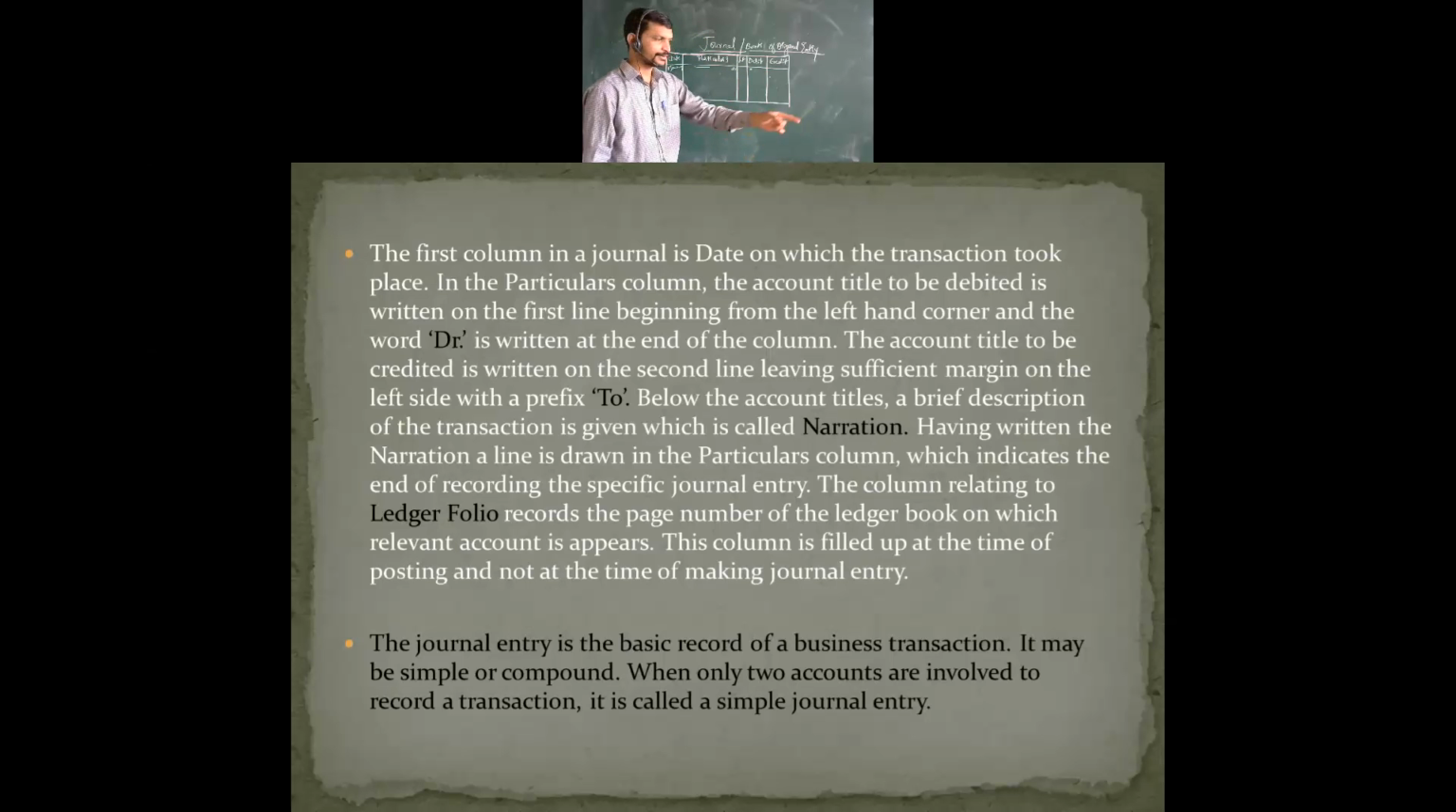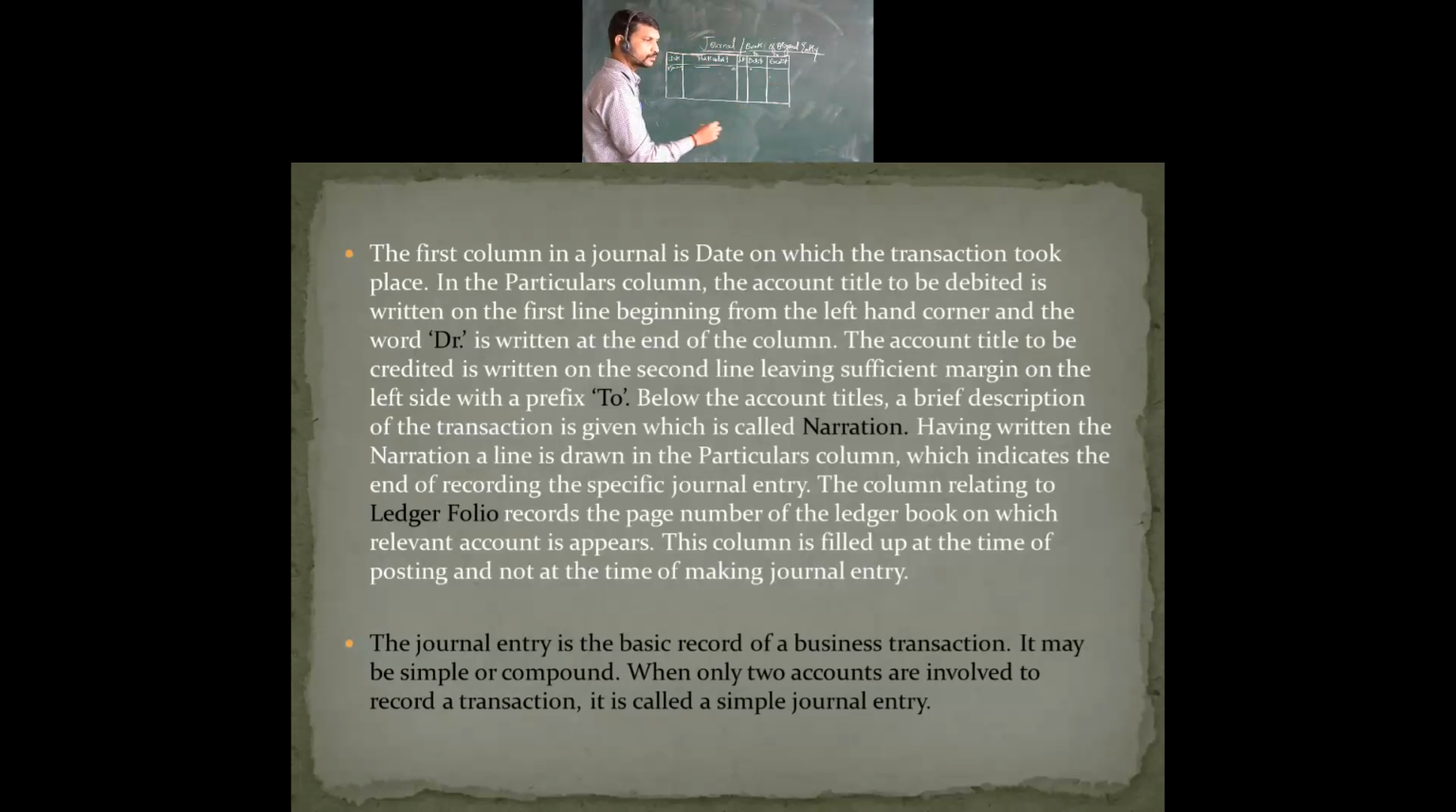The next entry, when we take, you will understand over here. Then this is what is normally written: dr and cr. Dr means debit, cr means credit, that is written at the end of the column. Then the account title is credited on the second line, leaving sufficient margin. After this, leave the margin and write the credit over here on the left side.